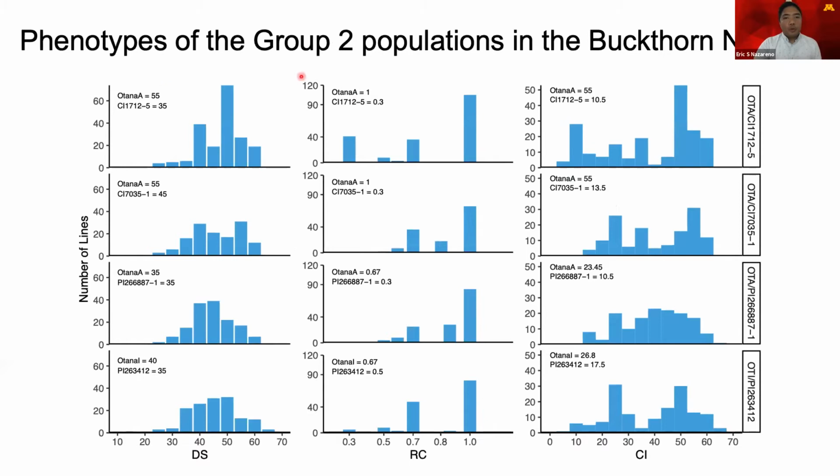So for the group 2 populations, again, I'm showing here, this is severity, reaction class, and coefficient of infection. The reaction class is quite skewed towards susceptibility, but for the coefficient of infection, we see a fairly bimodal distribution, which may imply that a major QTL is conferring the phenotype.